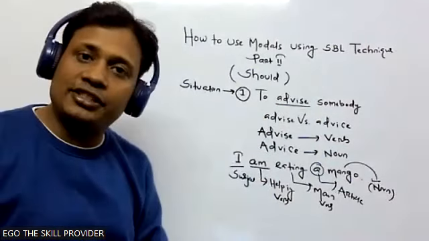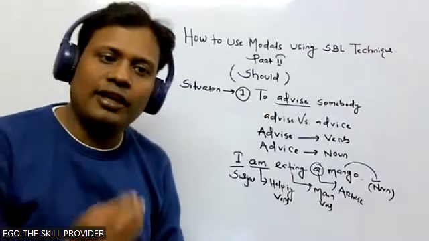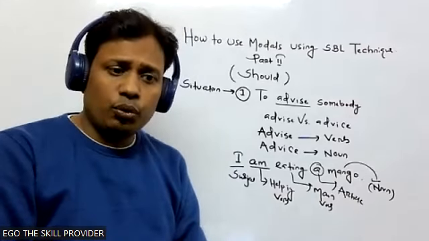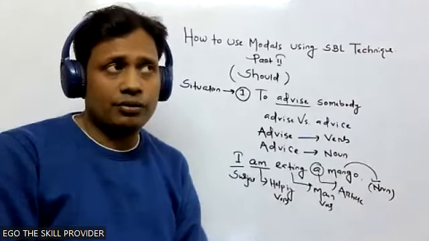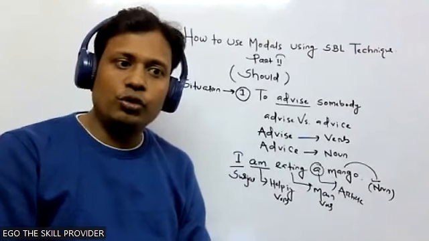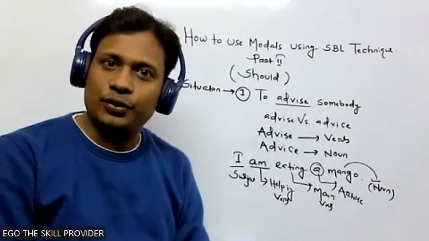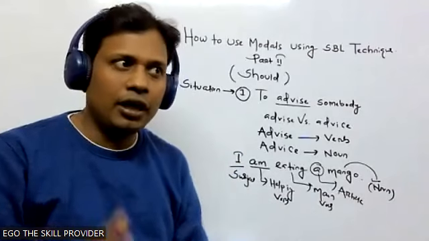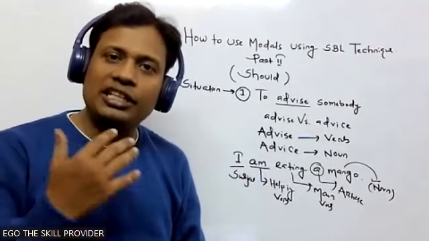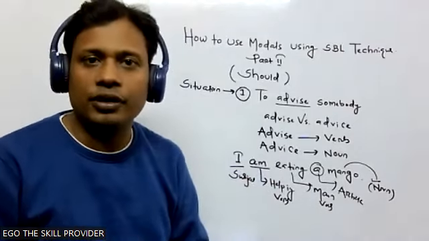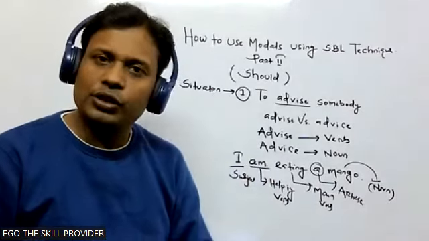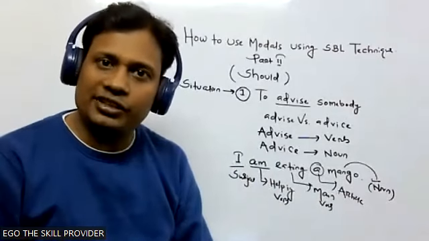So the first one is to advise somebody. Whenever you want to advise somebody, you use the word advice. Advice means what is good for you. Sometimes your mother says, right now winter season has set in, so you should not go out after 8 or 9 o'clock, and you have to take a sweater with you and wear a jacket. Why? Because it is going to protect you, and you may catch a cold. That's why your mother is trying to advise you.